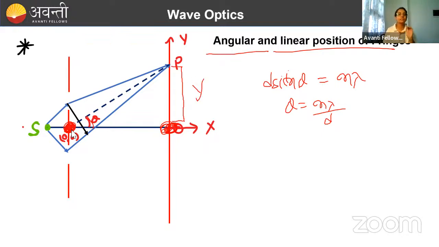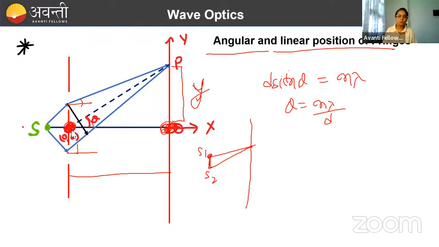So if the question asks for the linear position of the nth maxima, the angular position of the nth maxima is n lambda by d, and for the linear position you need to find this y. How will you calculate this y? If the approximation is true, these angles were all the same, and this distance is very large. So if this is S1, this is S2, and this is a very big screen, we can treat it like an arc of a circle whose radius is capital D, if small d is far less than capital D.